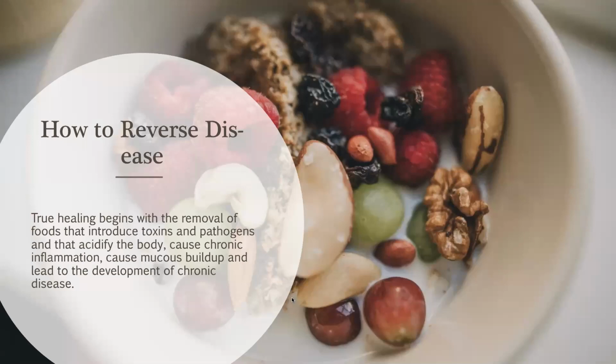So how to reverse disease. True healing begins with the removal of foods that introduce toxins and pathogens and that acidify the body, cause chronic inflammation, cause mucus buildup, and lead to the development of chronic disease. When we want to reach our level of true healing, we need to remove the things that are making us sick. Because again, most diseases begin in your gut. There's also an emotional component to diseases that people don't always like to discuss, such as anger, when you hold bitterness, when you have things like that. But we can start by removing some of the food that's causing us to be sick.